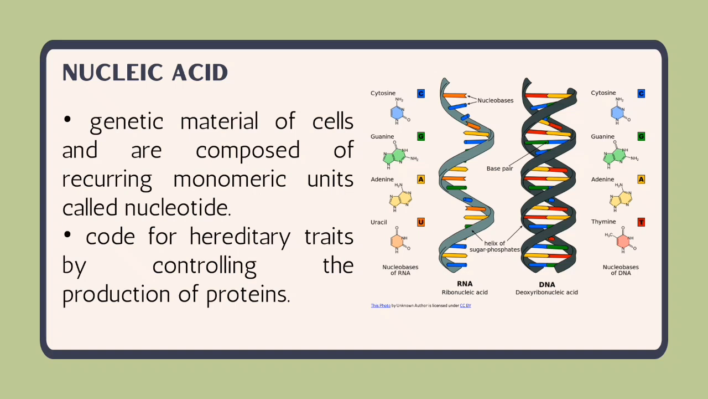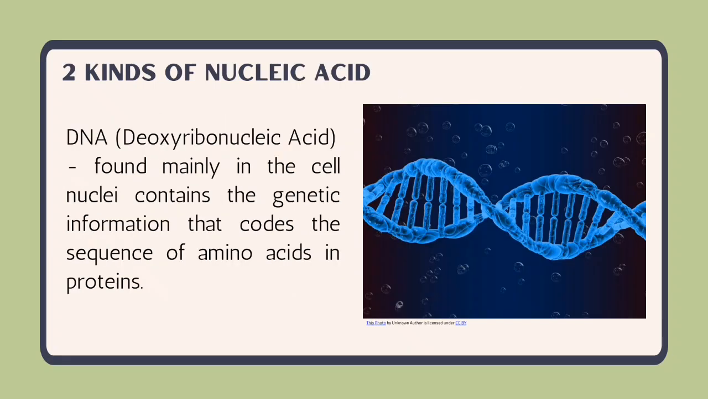Let us proceed to the last category of the biomolecules. It is the nucleic acid. Nucleic acid is the genetic material of the cell and is composed of recurring monomeric units called nucleotides. It is a biomolecule that contains the blueprint for making proteins. It transmits genetic information for the next generation, and it is a code for hereditary traits by controlling the production of proteins. There are two kinds of nucleic acid.